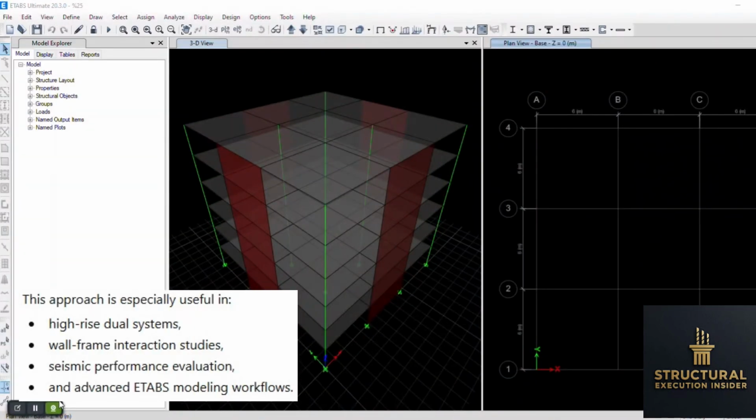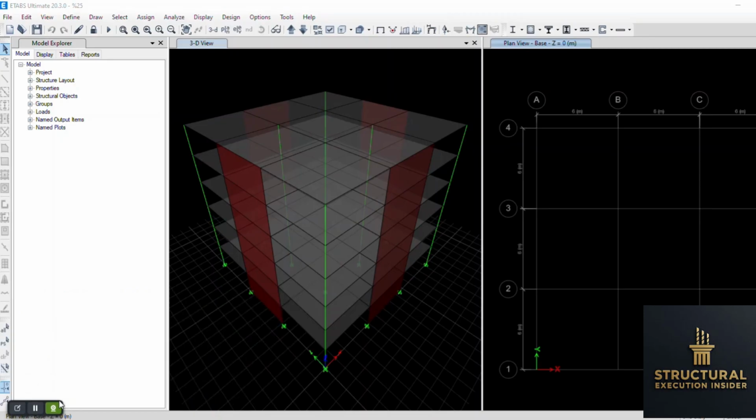In this video, I want to introduce a new practical method for checking the 25% lateral force resisting requirement for moment frames in dual systems using ETABS. This workflow allows us to evaluate the moment frame contribution without damaging the gravity load behavior of the shear walls. And the best part is, everything can be performed inside the main analytical model.